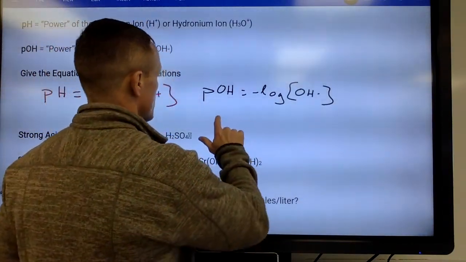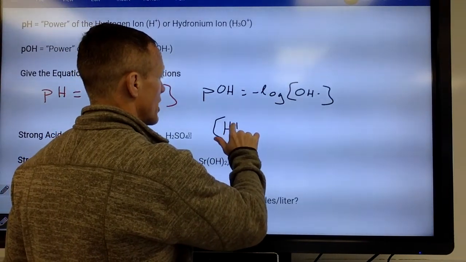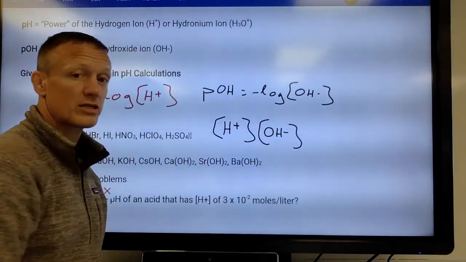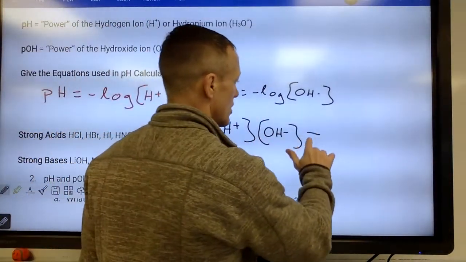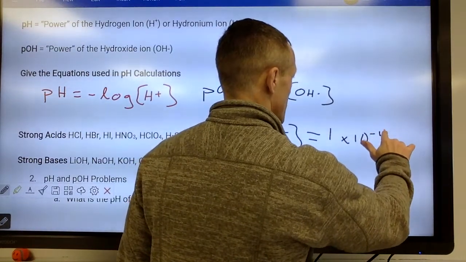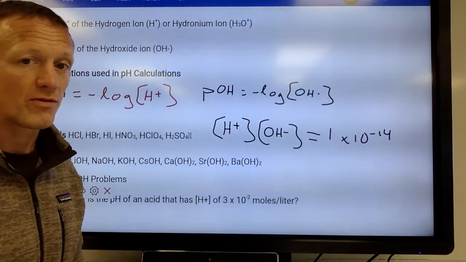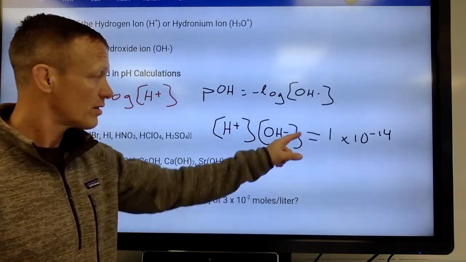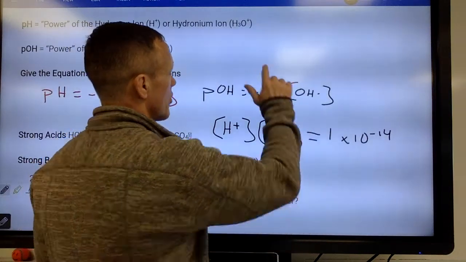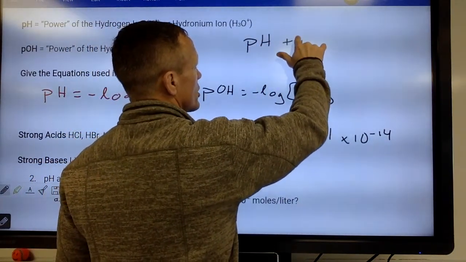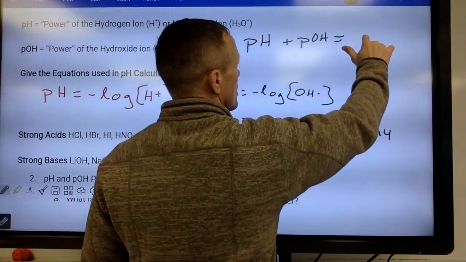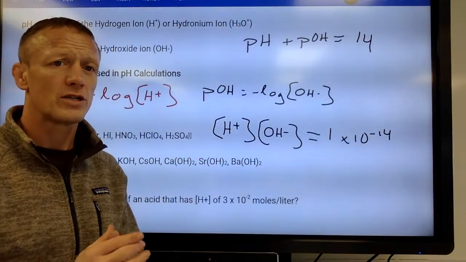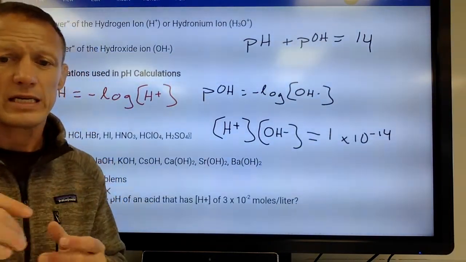Another equation you need to know: the concentration of H plus ions in a solution times the molarity of OH negative ions. So H plus molarity times OH negative molarity is 1 times 10 to the negative 14th power. If you remember from the previous video, in water each of these is 1 times 10 to the negative 7th. And the last thing you need to know is that pH plus pOH equals 14.